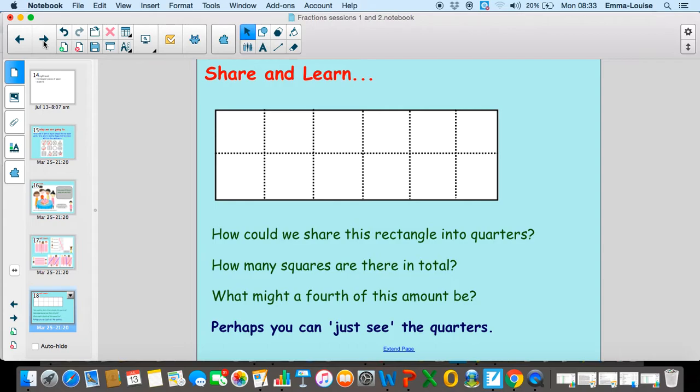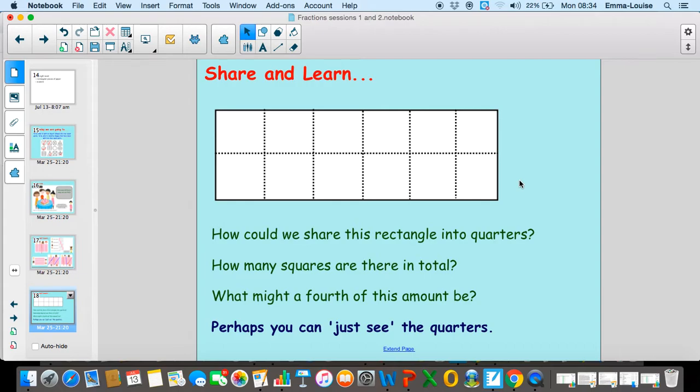Now this rectangle has already been cut into lots of pieces. Now I want to show a quarter of this rectangle. To do that, I have to think carefully about how many little pieces there are altogether and how I might share this between 4 people. Let's count how many parts there are altogether. We'll count in twos. 2, 4, 6, 8, 10, 12. There are 12 smaller pieces altogether.